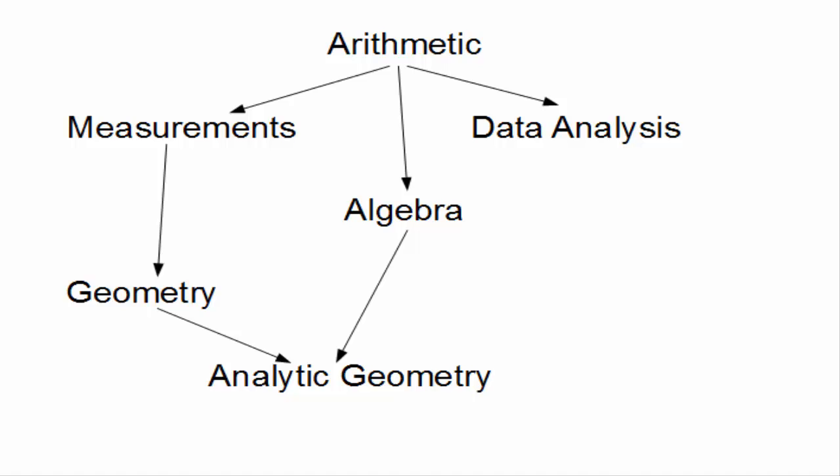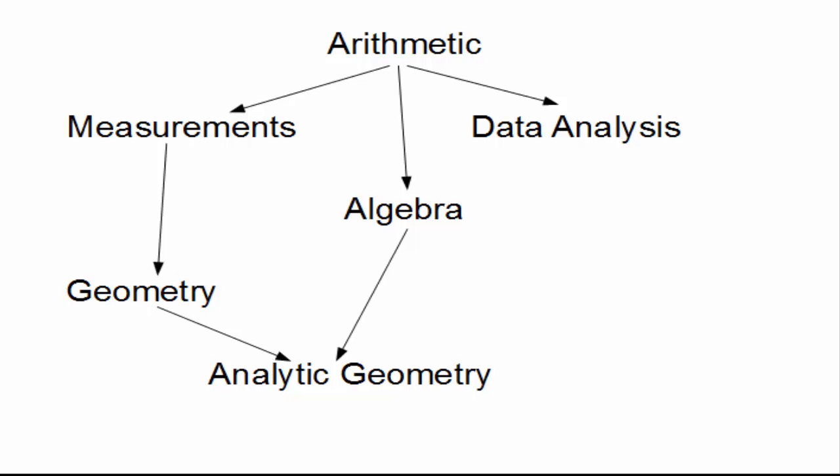Below measurement, you have geometry. It's a Greek word meaning the measurement of land. Therefore, it is derived from measurement, obviously. Nowadays, it's the branch of mathematics concerned with the properties and relations of points, lines, shapes, and solids.